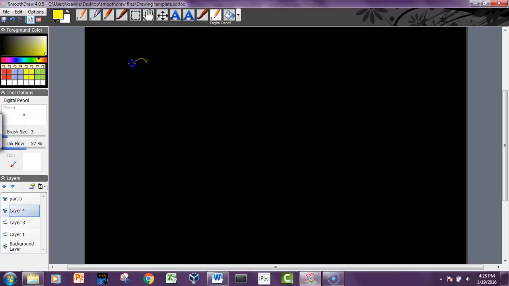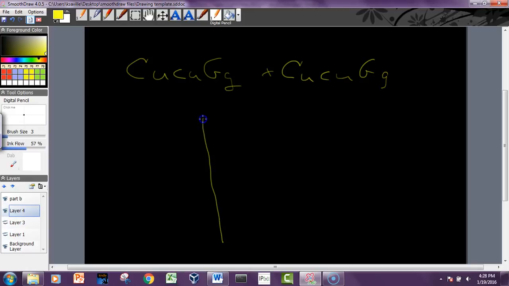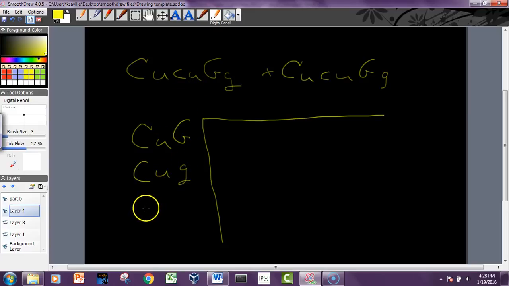So what other ways can we do it? Let's look at it again. Okay, so now just for the heck of it, let's do a Punnett square. So here, now, we're going to get either the big CU allele or the little cu allele. If we get the big CU allele, we can get the big G, or we can get the little g. We get this little cu allele with the big G, or the little cu allele with the little g. Then we get the same thing here.